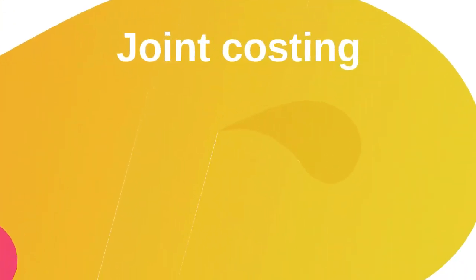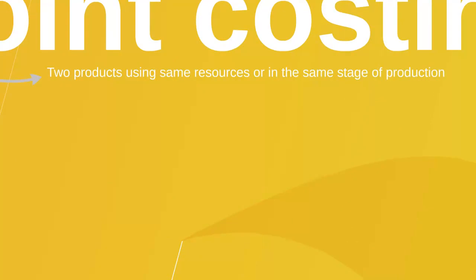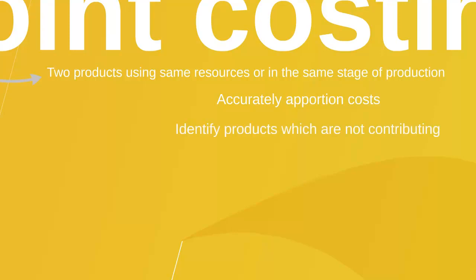So now we move on to joint costing. And joint costing is essentially when you have 2 products or more, with the same resources at the same stage of production. And what we use joint costing for is to accurately apportion those costs. So if we are making several products from the same production line, we need to accurately apportion the cost to each one, rather than just dividing them evenly, particularly if they are not evenly divisible.